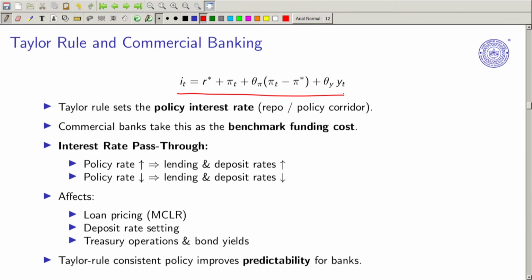what we mostly focus on is how, with a change in the policy rate, whenever we see an increase in the repo rate, which is the policy rate here, it has a pass-through effect on lending and deposit rates. Then when we see a policy rate decline, we see lending and deposit rates coming down. And what is the effect? The effect is that the credit lending rate goes up, so the marginal credit lending rate also goes up. It also has a role in deposit rate setting.